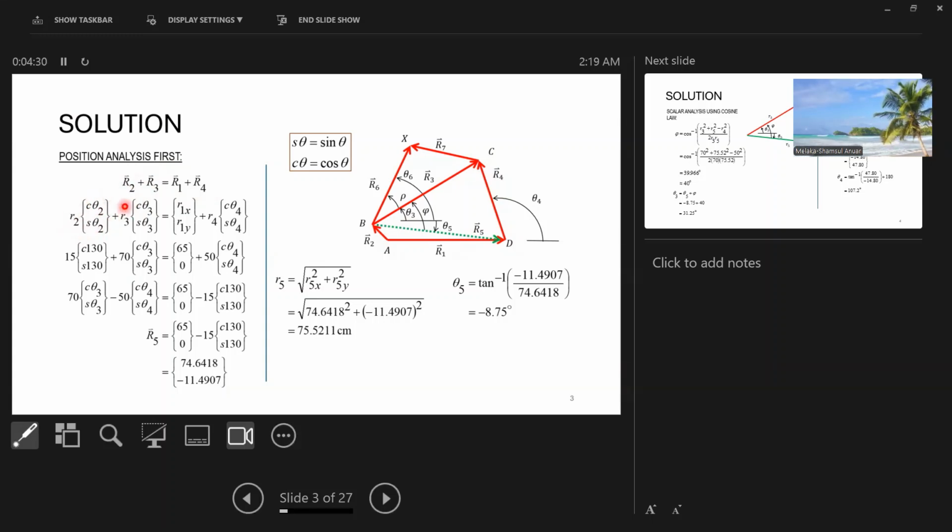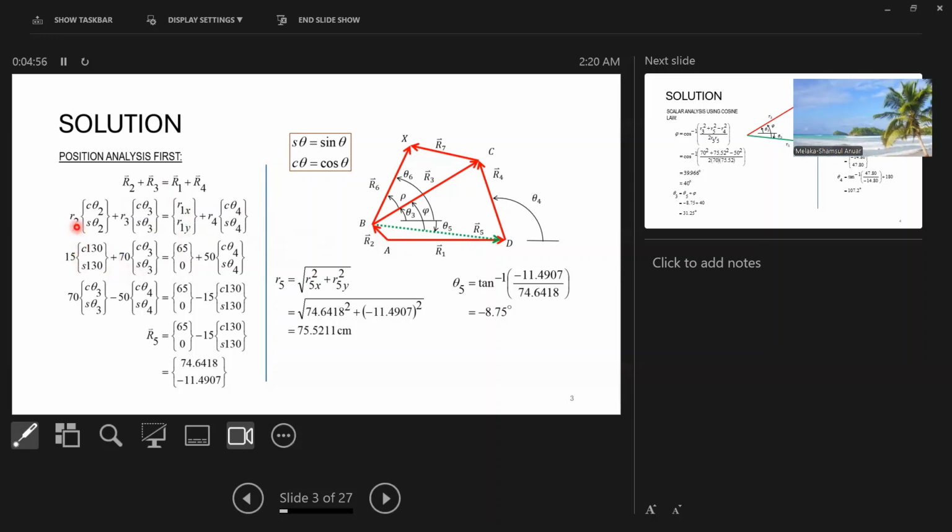You can break it into this form, except for R1. R1 is just a straight line to the right. So that can be shown in this manner instead. So if you have it in this form, I guess it's better to use this form, which is more simple, the simplest form, I would say.